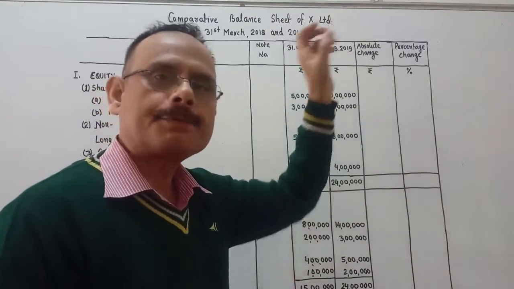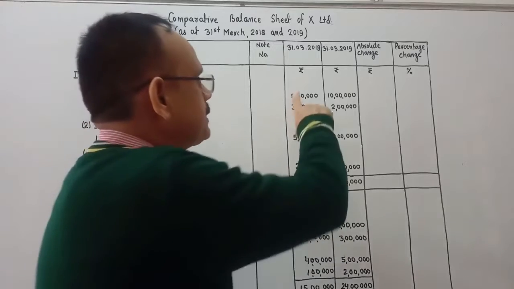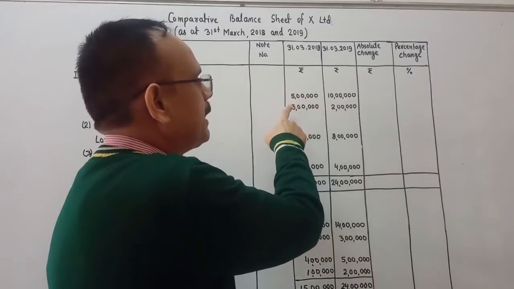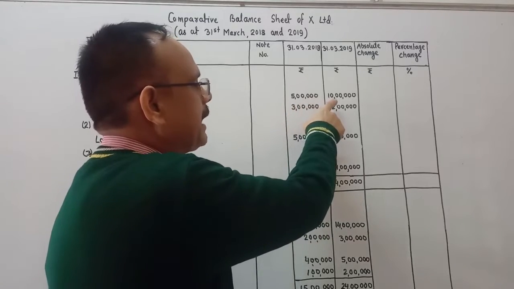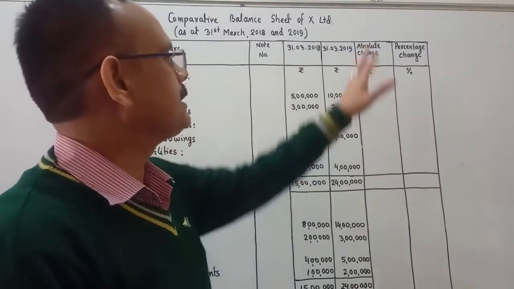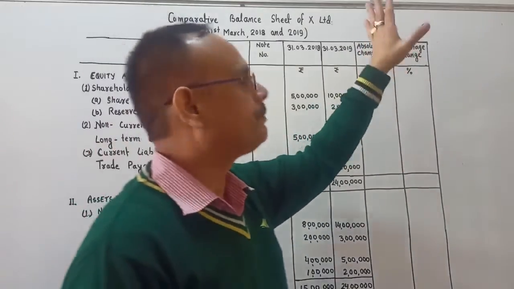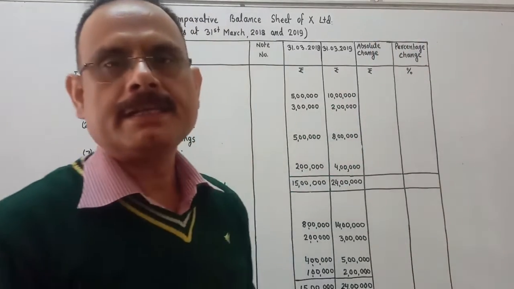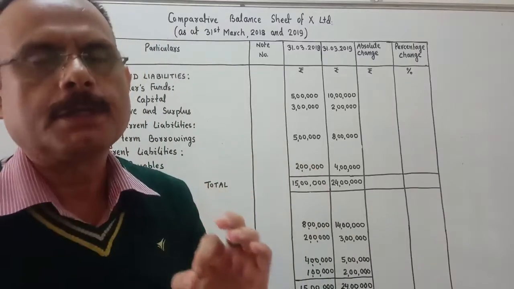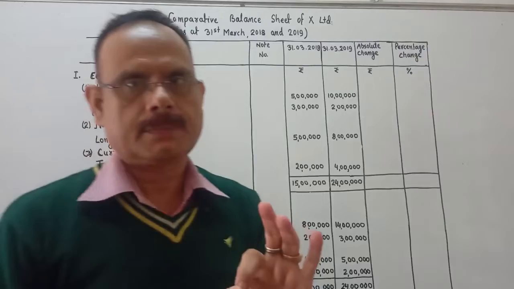Thereafter we write the absolute change in figure, that is, increase or decrease by how much. Suppose it is 5 lakh here and 10 lakhs there, so it is increased by 5 lakh. So the absolute change in rupees we have to indicate. Thereafter we have to find out the change in percentage. Is it clear? It's very simple to prepare a comparative statement.